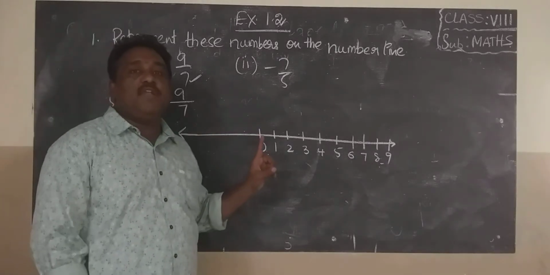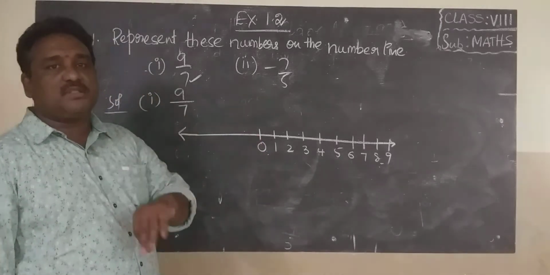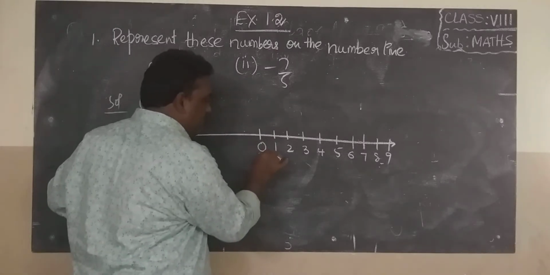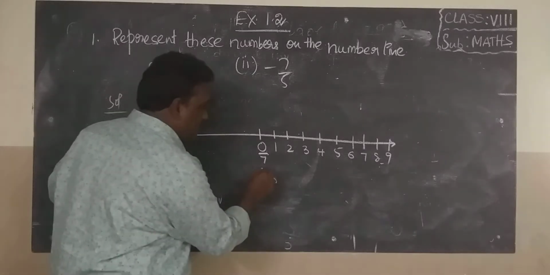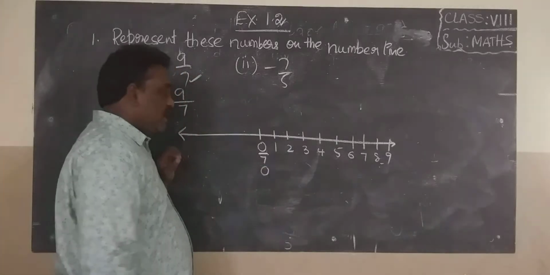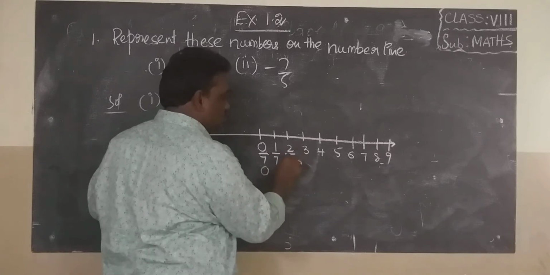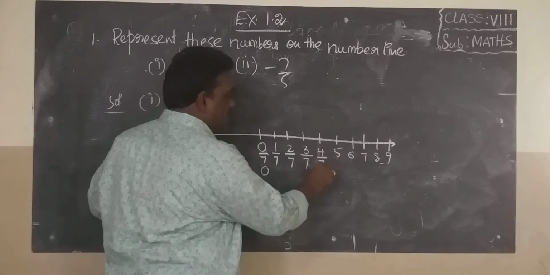Now what to do? Divide every number with 7. Simple number line. First one, 0 by 7, it becomes 0 only. Second one, 1 by 7. Third one, 2 by 7. Next one, 3 by 7. Next one, 4 by 7.